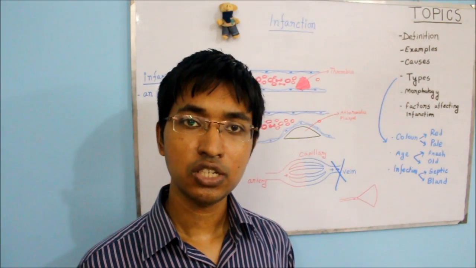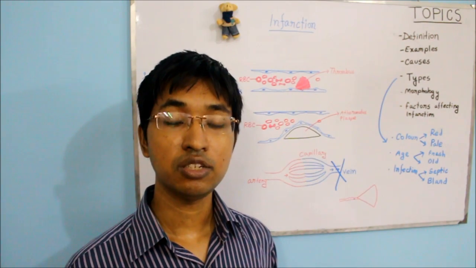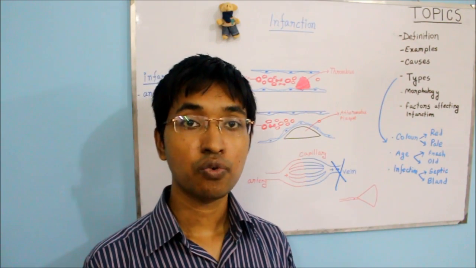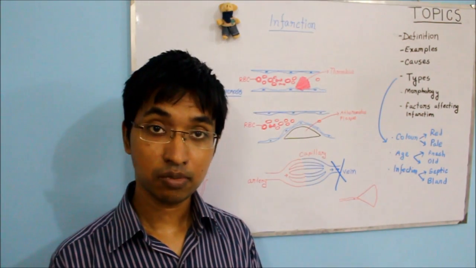Whenever we talk about the histological appearance of infarct, you have to remember that in most cases it will be that of coagulative necrosis. One exception will be in the nervous system.